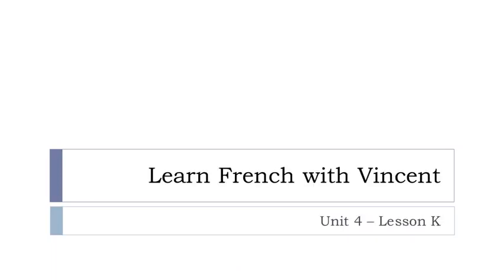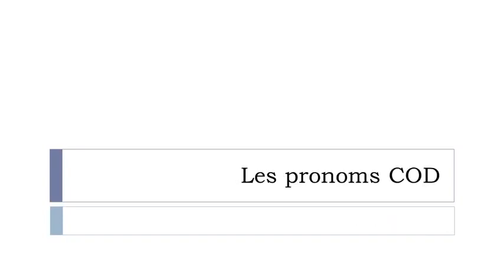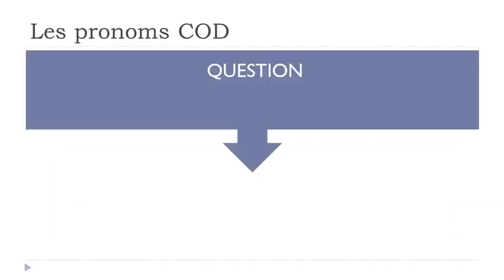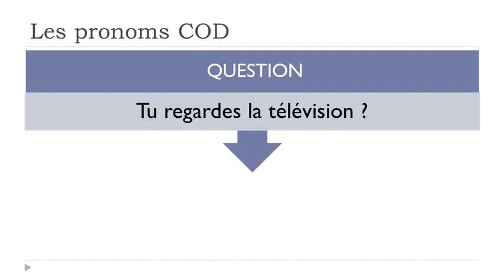This is Unité 4, leçon K, and in this lesson we'll discover a big thing: les pronoms COD. Okay, so no stress, but still it will be quite important. We'll take first a sentence. It's a question: tu regardes la télévision. Regarder is to watch, la télévision.